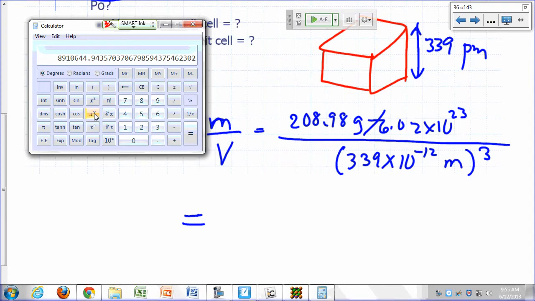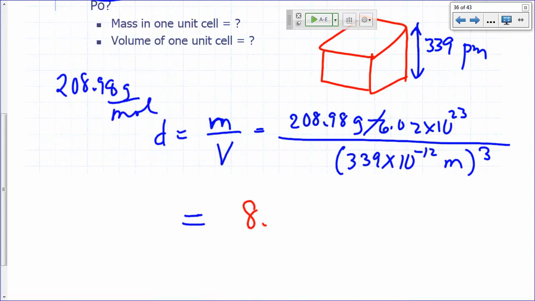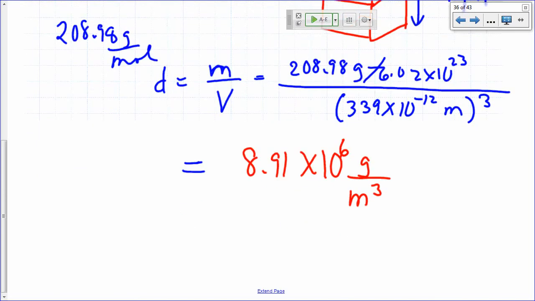How many decimal places do I have here? 1, 2, 3, 4, 5, 6. So 8.91 times 10 to the 6 grams per cubic meter. How many grams per mil is that? Convert cubic meter to liters. Or you can just say cubic centimeter.